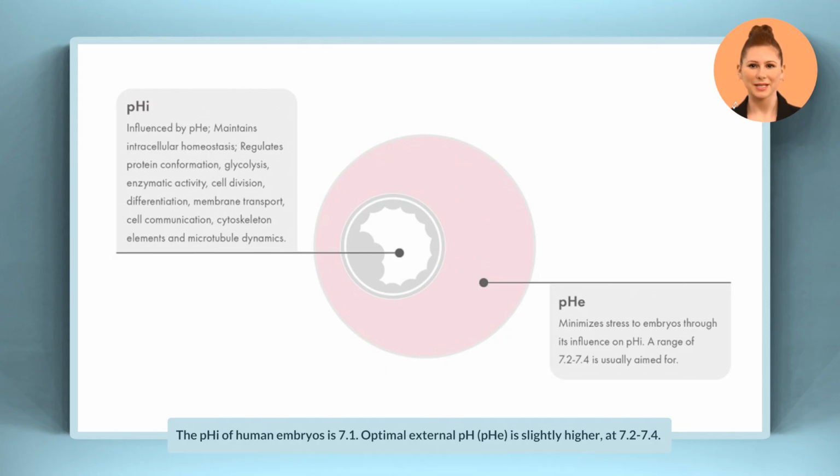The intracellular pH or pHi of oocytes and embryos plays an essential role in maintaining homeostasis and regulating several critical metabolic and transport processes, including protein conformation and glycolysis. In human embryos, the pHi initially follows the external pH of the culture environment or pHe, and any fluctuations in the pHe will affect the embryo's development. In general, a physiological range of 7.2 to 7.4 is aimed for in culture media.